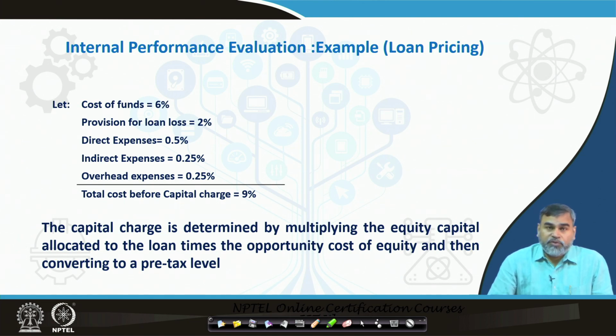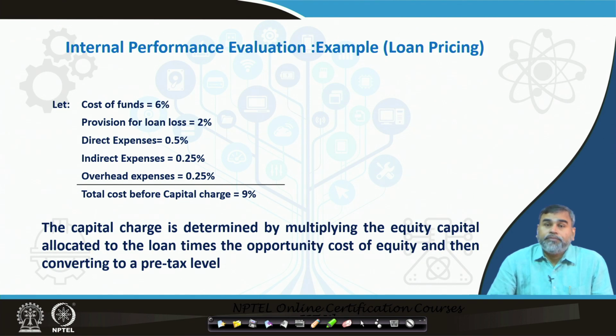Direct expenses, the servicing cost, the agent cost and all these things you are bearing at 0.5%. Other indirect expenses like marketing expenses, other expenses, finding the customer and all, we are incurring 0.25%. Overhead expenses against that particular loan like salary, wages, then all kinds of things, you have to bear 0.25%. So, the total cost you have incurred before the capital you are charging is 6 plus 2 plus 1, that is 9%, total basically 9%.